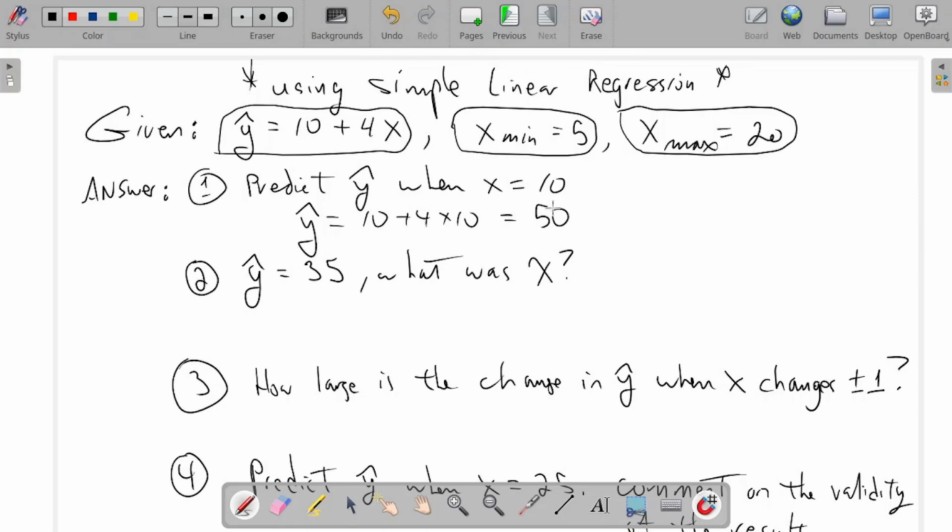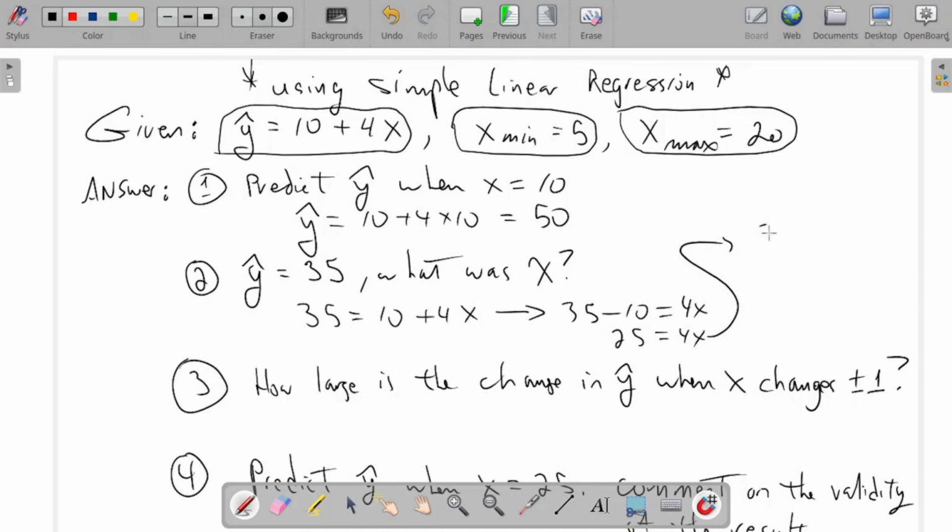However, you could be asked to go the other way. If y hat is 35, then what was the value of x? Well, now we have to do a little bit of algebra. 35 is equal to 10 plus 4x. So we have to solve for x. So this will be 35 minus 10 is equal to 4x. So 25 is equal to 4x, and we move over here with a little bit more room. We have 25 divided by 4 is equal to x, and that is 6.25.